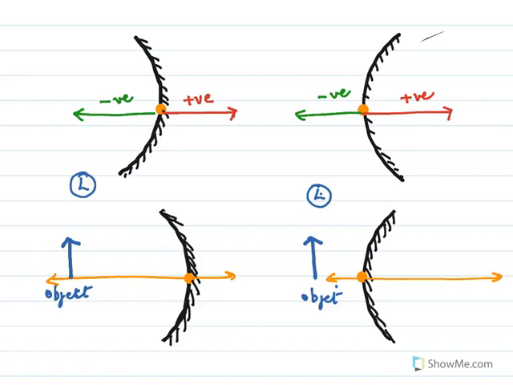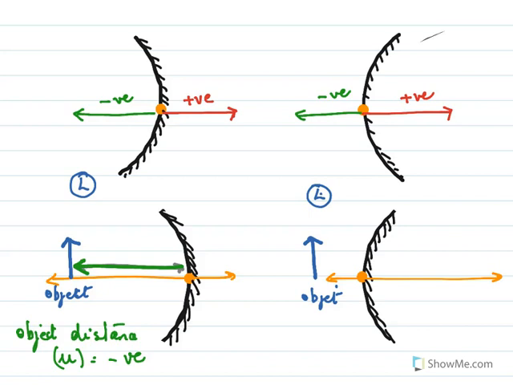That means the object distance is the distance between the pole and the object. This will be the object distance. And see, when we measure object distance, we are going towards the left. We are measuring towards the left. So object distance here will be negative. And we call object distance u. It will be minus, negative.